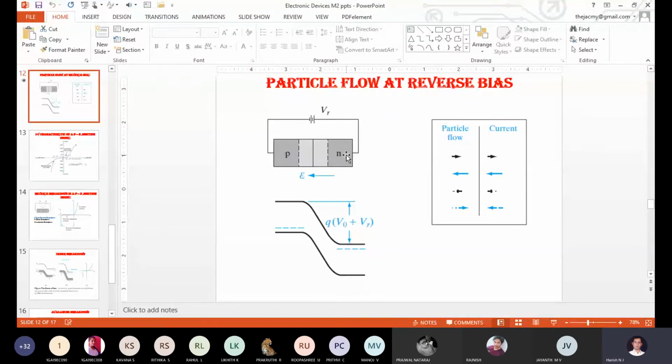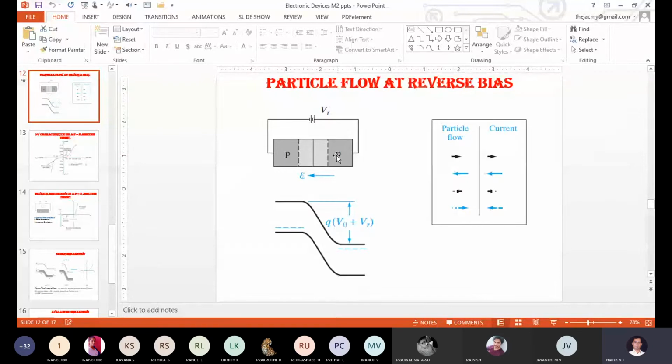Now what about the current direction? The current will start flowing from N to P. Correct. So the diode is a unidirectional device. Unidirectional means it will allow current only from P to N, right? But unfortunately, when you make it reverse bias, the current will start flowing from N to P. Correct. So make this clear here itself.